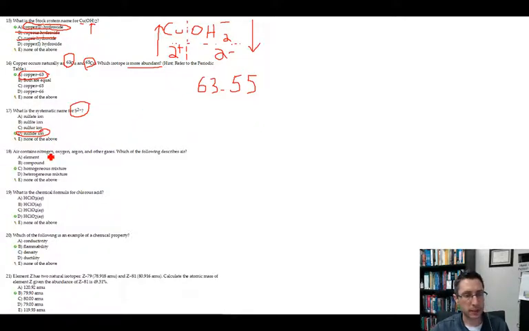Number 18, air contains nitrogen, oxygen, argon, and other gases. Which of the following describes air? Okay, it's a mixture, so we know it's going to be one of these two, C or D. It's not just an element. It's not just one compound, it's multiple compounds. It's a mixture of some type, but it's uniform throughout, right?